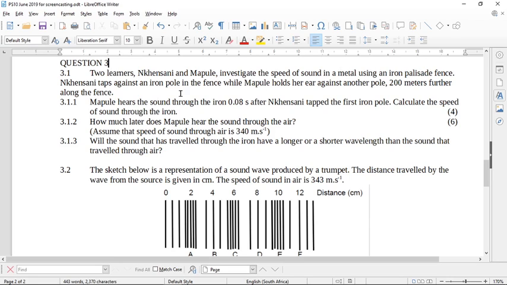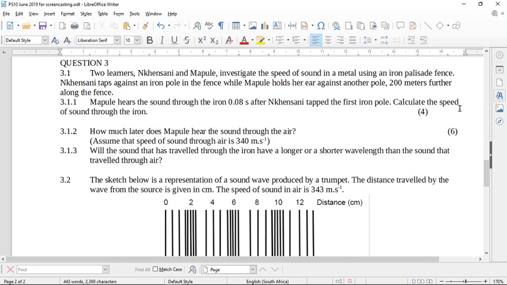So Kensani taps against an iron pole in the fence while Mcculloch holds her ear against another pole 200 meters further along the fence. So this tapping on the fence is making a sound of a particular frequency. If I go tap, tap, tap, tap, tap, I'm making a sound of a specific frequency. So what happens here? Mcculloch hears the sound through the iron 0.08 seconds after Kensani tapped the first iron pole. Calculate the speed of sound through the iron.